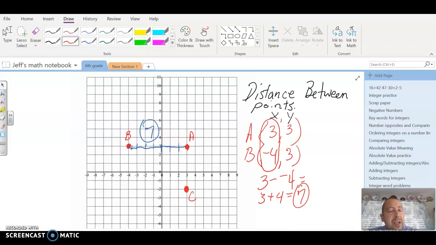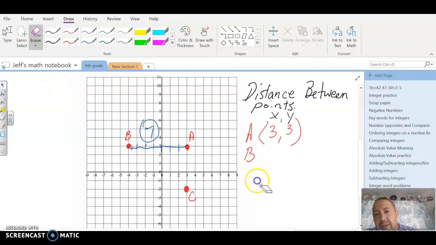So let's take the other look from A to C. Let's get rid of some of this, and let's look at coordinate C. Now I want to go from A to C. Now A to C is vertical. So let's see how that's different. If I put the coordinates for C now, I have 3, -2.